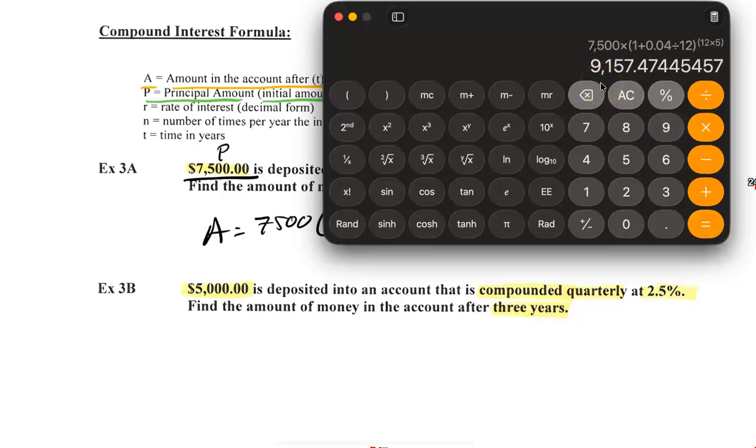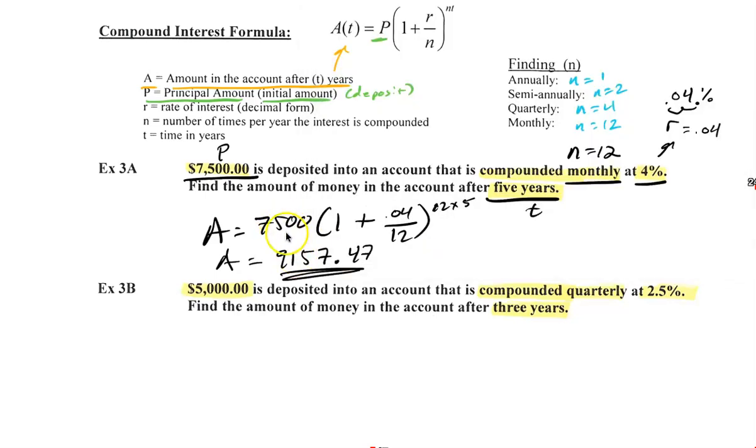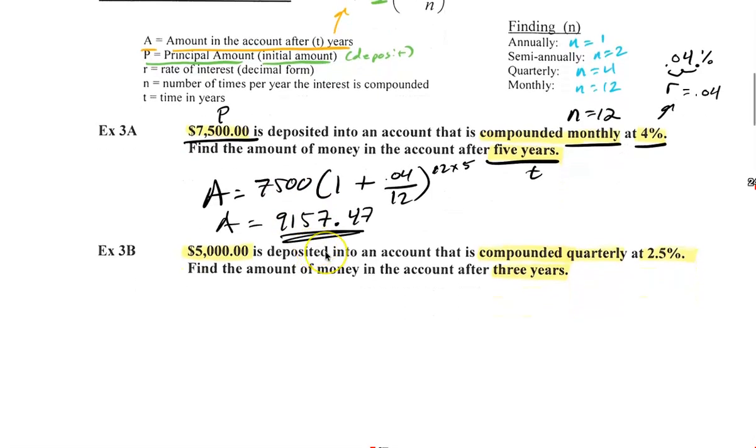And we get, after 5 years, we now have 9,157 and 47 cents. Keep in mind, it is money, so you should only go to the nearest hundredth. Now, again, that's not the money I made. That's the money I have in my account. So I made about $1,500. That's how much money you made. So that's how much money you have in your account after 5 years. Okay. So we have that down.